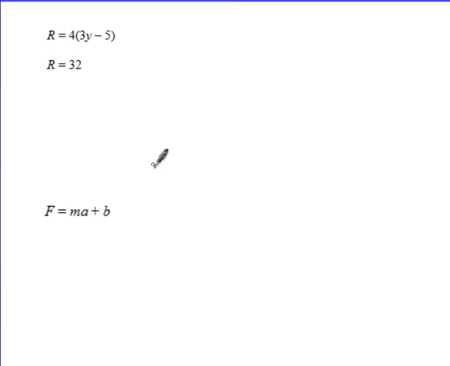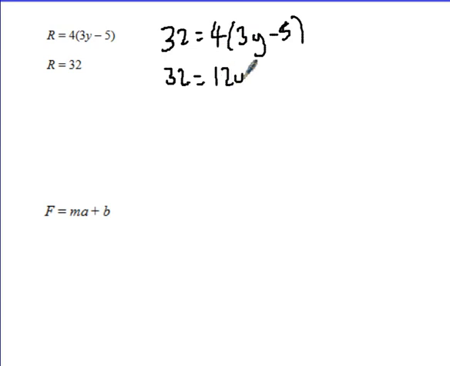Right, so we're asked to work out the value of y. We're given that r is 32, so I'm going to write 32 here instead of r. Then I'm going to times out the bracket, so it's 32 equals 4 times 3, which is 12y, 4 times 5, which is minus 20.